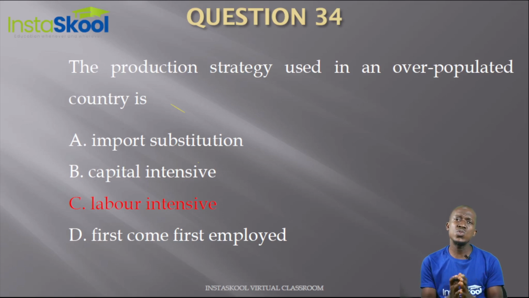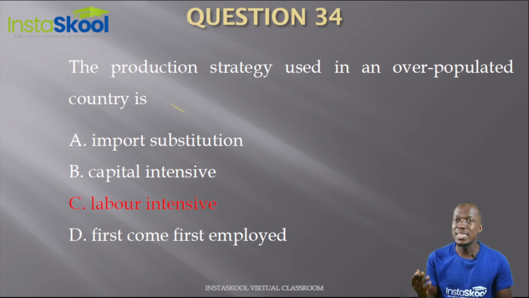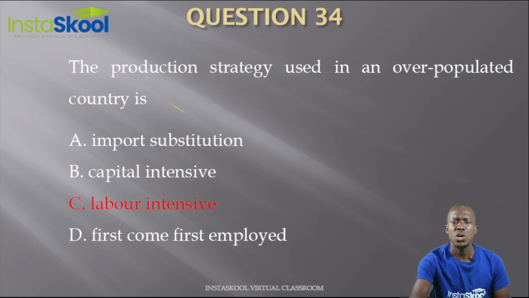So when you use a production system that uses plenty human beings, because you have plenty of them around, we call that a labor intensive system. But if you use more machines, we call that capital intensive. So since you have plenty people lying around, you use more people, which is labor intensive. So our correct answer is option C.